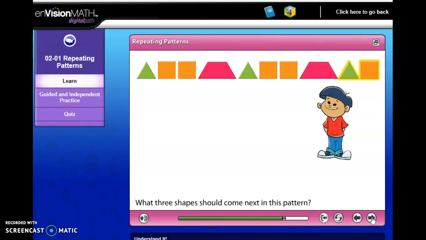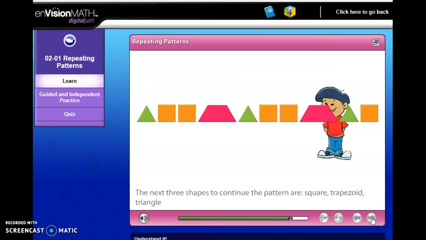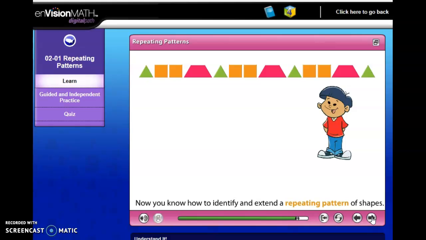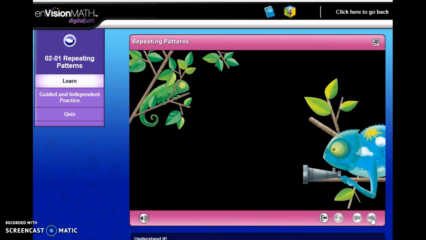What 3 shapes should come next in this pattern? The next 3 shapes to continue the pattern are square, trapezoid, triangle. Now you know how to identify and extend a repeating pattern of shapes.